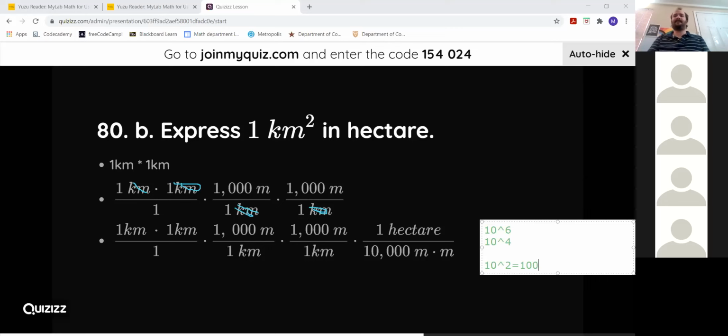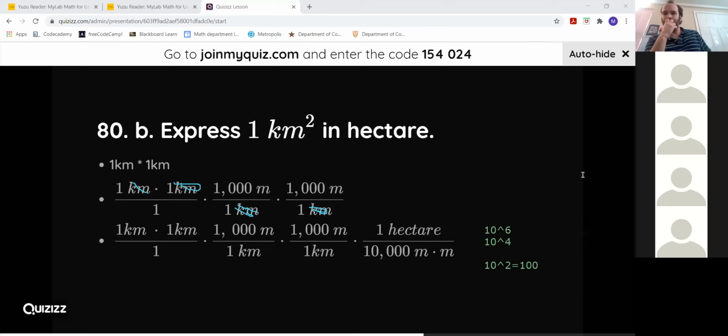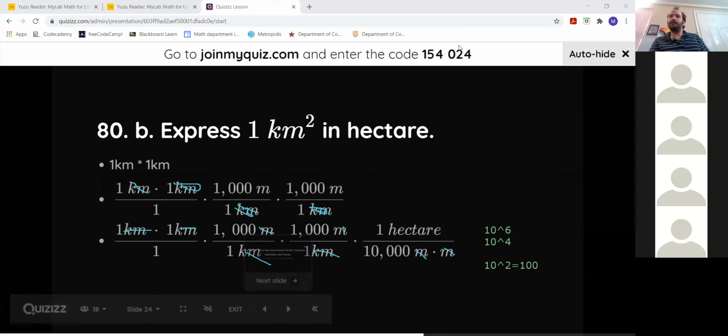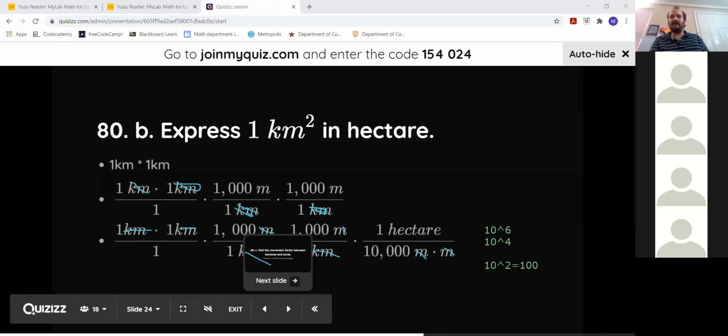Questions about this? So there should be 100 hectares where I would be. And if you want to do your slashing, you can do your slashing here. But that gets rid of those kilometers. This is my meter squared over here, and I'm getting 2 hectares. Questions about this?